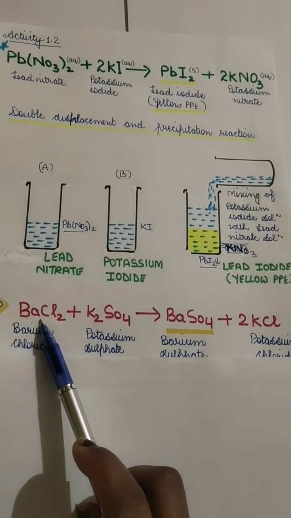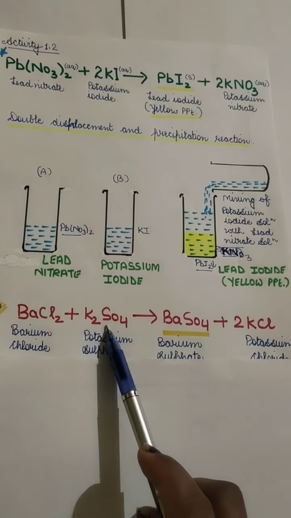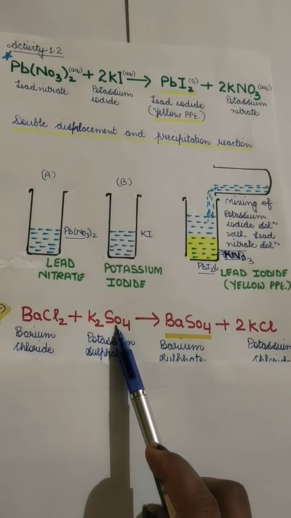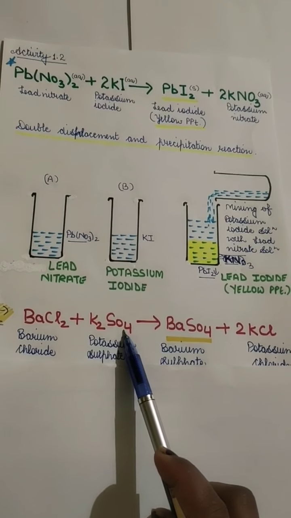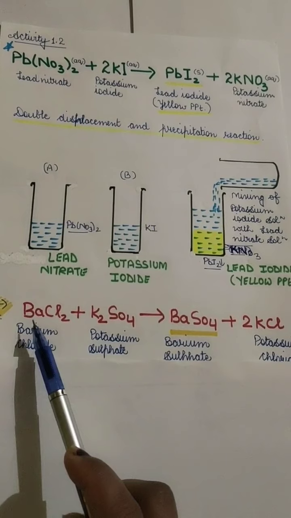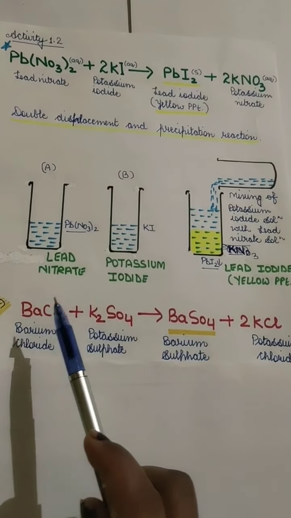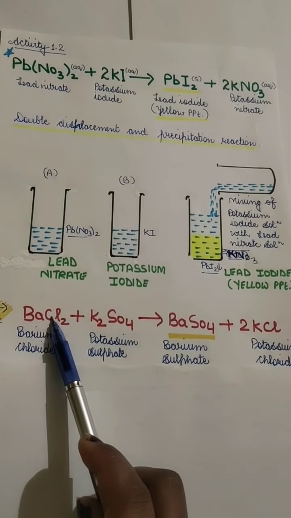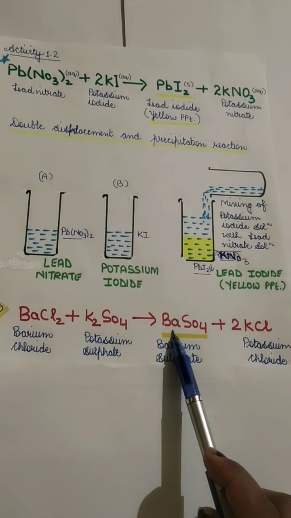When BaCl2 in solution form is mixed with potassium sulfate solution, potassium is K and sulfate has valency of 2, while potassium has valency of 1, so it is K2SO4. Since it is a double displacement reaction, there will be an exchange of ions. That means the Ba2+ ion will combine with the SO4 sulfate ion, and the chloride ion will combine with the potassium ion. So the result will be BaSO4.